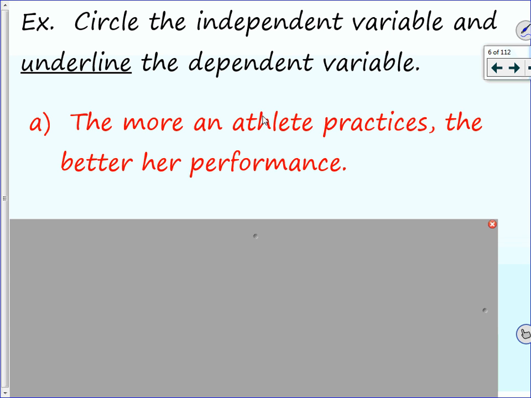Can it be both? It kind of is, but Isabel, do you have something? Yes. So the more you practice, the better you'll perform. Right, you get better. It's saying the performance depends on the practice. So what's the dependent variable? Performance. So you're supposed to underline the dependent variable. This is dependent, and this is independent.